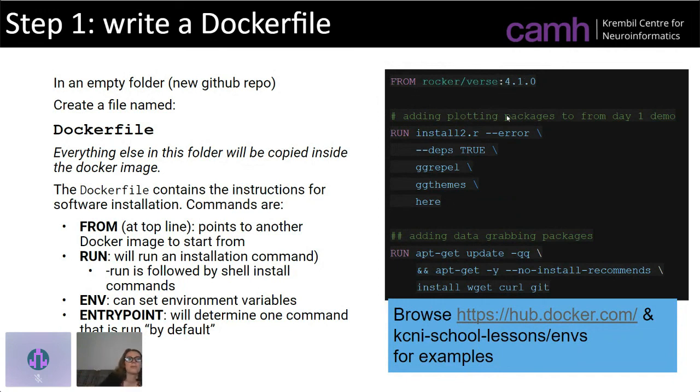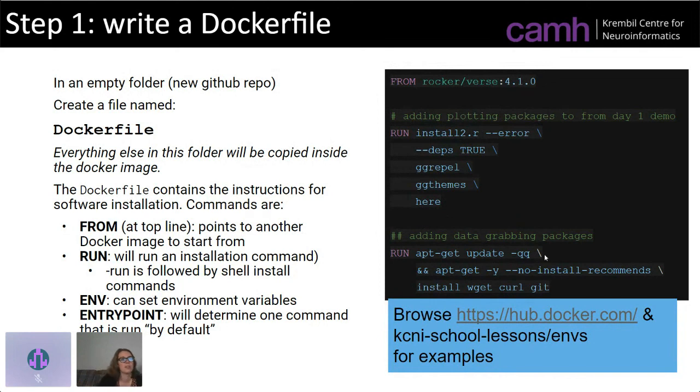And then on top of Rocker, which is really useful in R, you can add this. They have installed in the Docker this install2.r script, which just makes installation a little bit easier. And after that, you literally just add the name of all the R packages you would like to be installed.